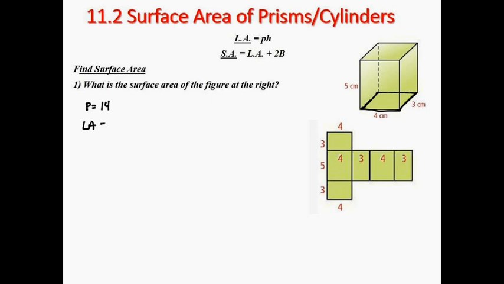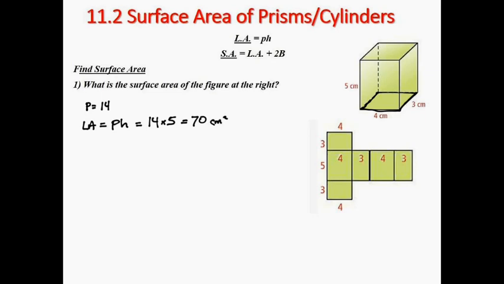And remember, our lateral area formula is perimeter times height. So in this case, we've got a perimeter of 14, and our height is the measurement we haven't used in this case, so 5. So 14 times 5 gives us a lateral area of 70 centimeters squared.